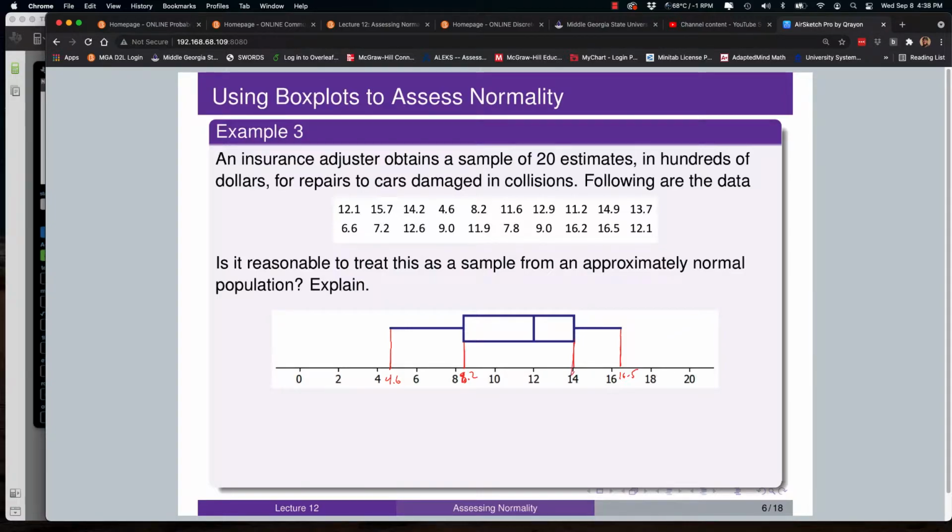For example, I would say that this data set was not approximately normal if this lower whisker was any longer than it is. Like if it was about that much longer than the other one, then yeah, I'd say this data set was skewed. We have an issue, but that's pretty close.